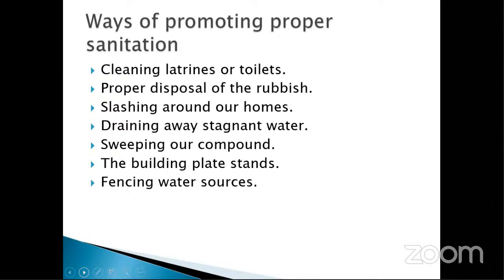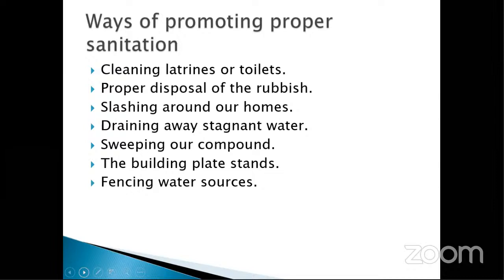Then the other one is fencing water sources. You have to make sure that you fence your water sources to promote proper sanitation. When you fence your water sources, you prevent rubbish from being dumped. And also you prevent animals from going in the water source to urinate and defecate there. So that is the reason why you need to fence your water sources.